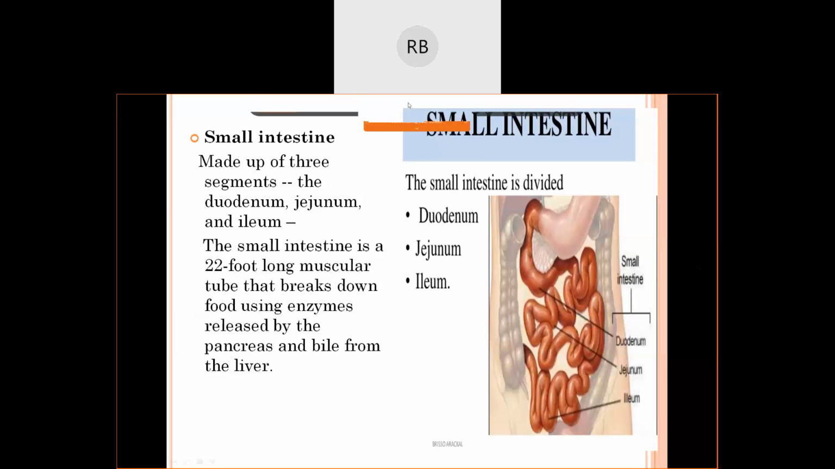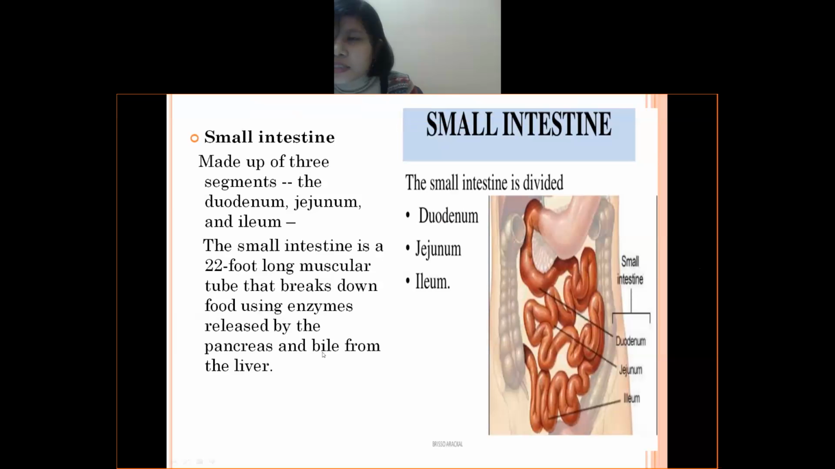Okay, Rinku Moni. Yes, ma'am. We continue with the small intestine. The small intestine is made up of three segments: the duodenum, jejunum, and ileum. The small intestine is a 22-foot long muscular tube that breaks down food using enzymes released by the pancreas and bile from the liver.